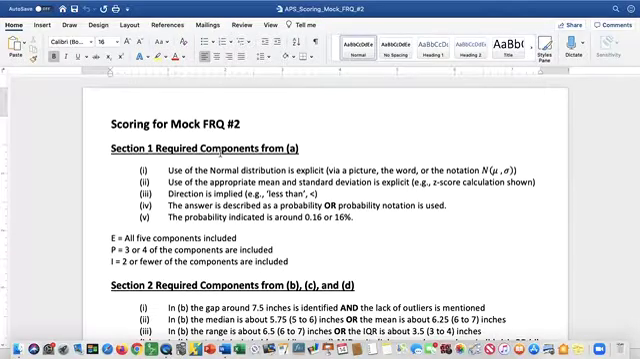So there are 5 components. Number 1, use of the normal distribution has to be explicit. In other words, I have to see a picture, I have to see the word, or you could use this notation right here, N, and then the mean, comma, the standard deviation. I have to be able to see use of the mean and the standard deviation. So that could be satisfied actually by filling in the mean and the standard deviation in this notation. Showing a z-score calculation would also accomplish that. I also need to see the direction of less than.